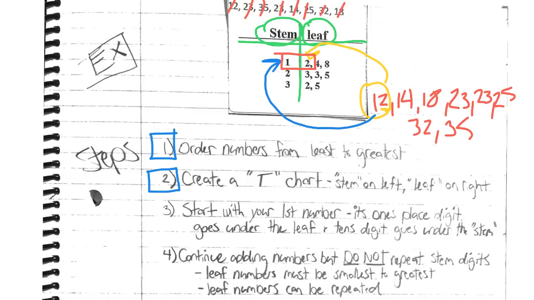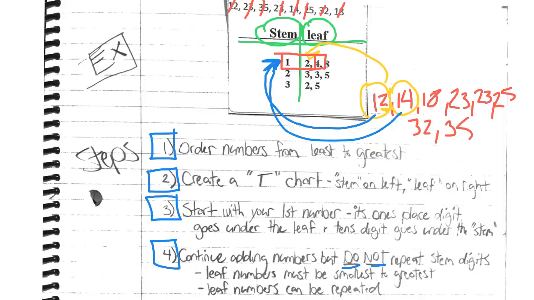Now you go and do each number after that. So after we start with the first number, now we're going to continue adding the rest of the numbers, but we do not repeat the stem digit. So you'll notice my next number is 14, but I don't write another 1 over here. I just use the same 1, and now I add the 4 over here. So the tens place, I don't have to repeat it.